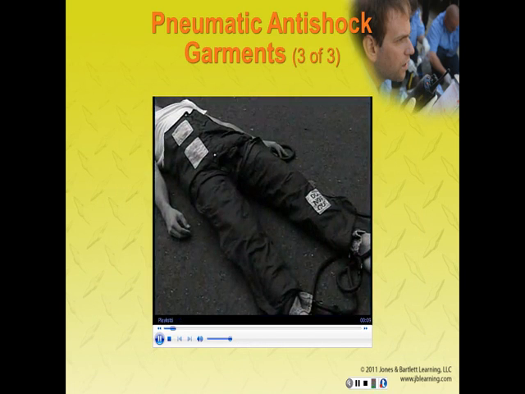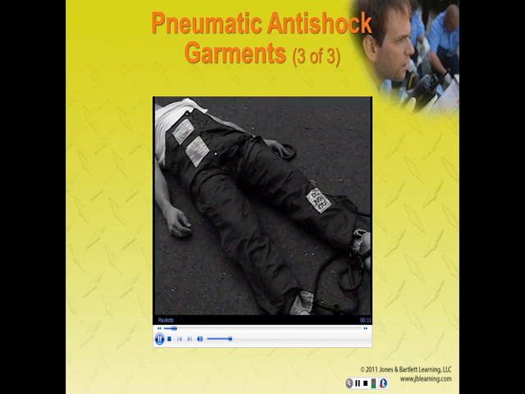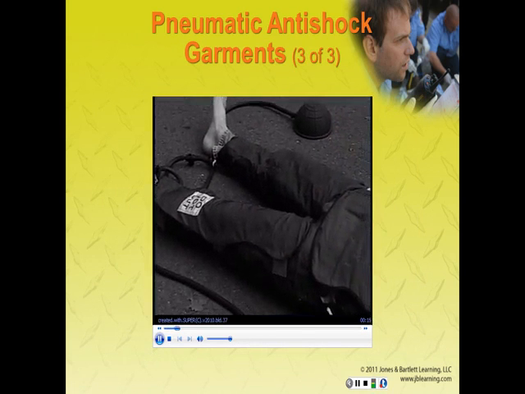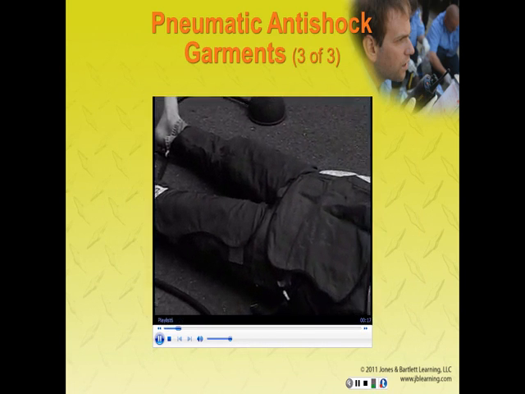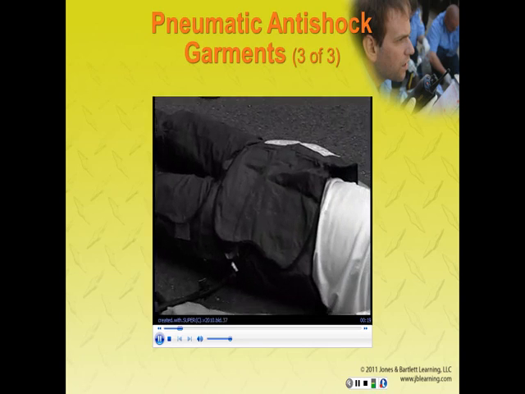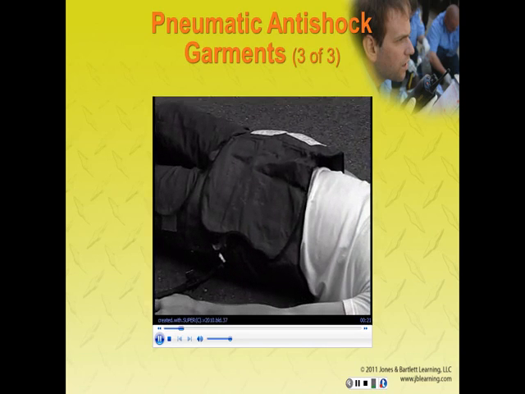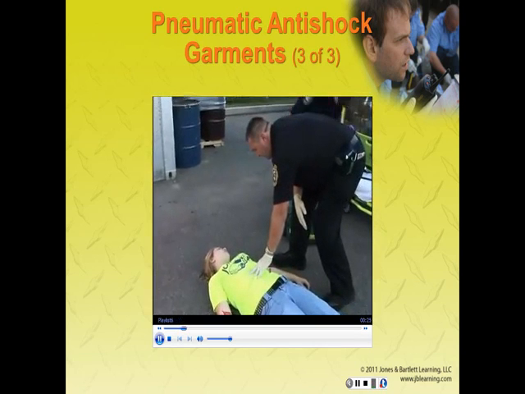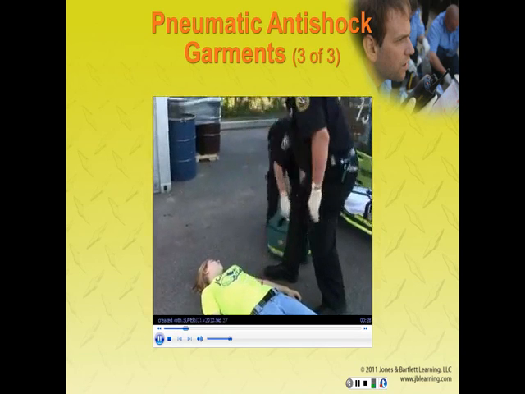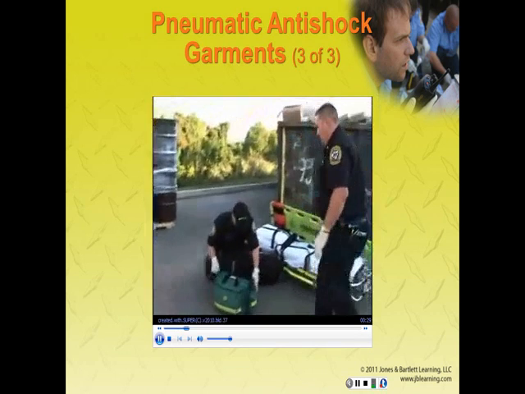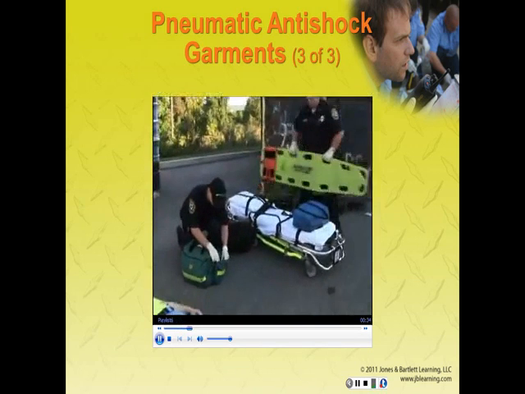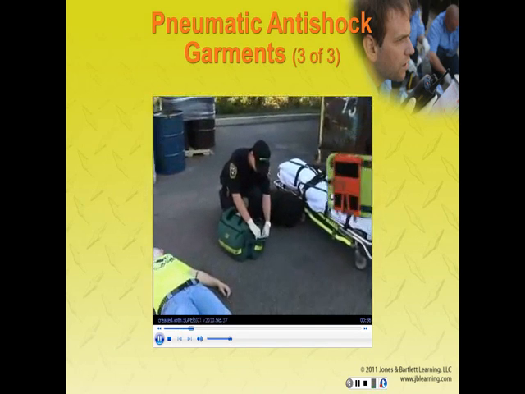It may be possible to treat a patient with injuries to the lower extremities and/or pelvis by using a pneumatic anti-shock garment, or PASG, as a splinting device. However, it's best to verify with local medical control whether it should be used on your patient, because the situations under which the device is permissible vary from state to state. Use appropriate body substance isolation precautions prior to beginning patient care.